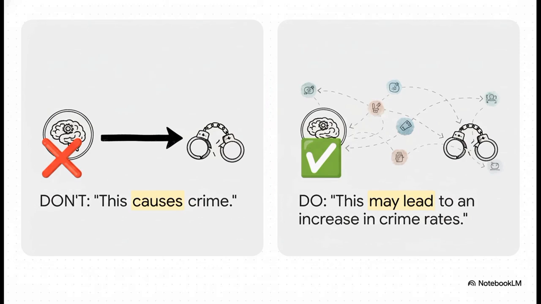And finally, hedging. Look, almost nothing in life is 100% certain, right? So if you write a super strong statement like, this causes crime, it sounds a bit extreme and, well, probably isn't true. Instead, you just soften it. Use phrases like, this may lead to, or this can contribute to. It shows the AI you understand nuance, which makes you sound way more academic.